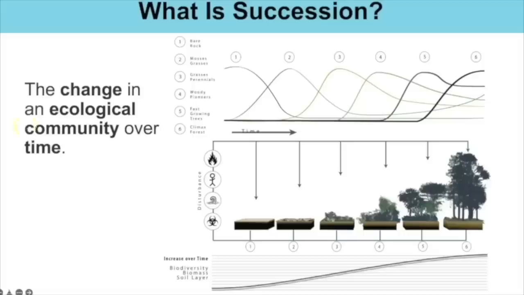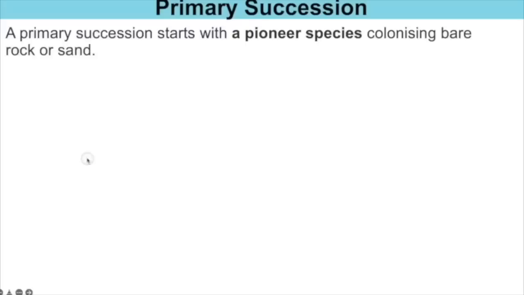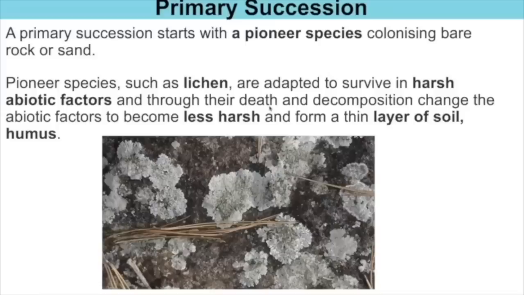So next we have a look at succession, which is the change in an ecological community over time. A primary succession starts with a pioneer species colonising bare rock or sand.